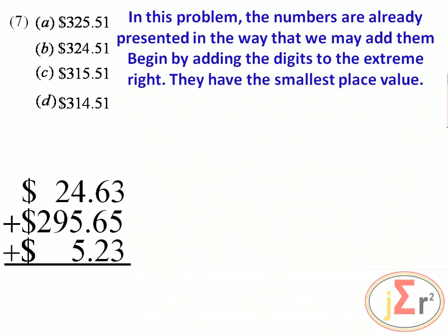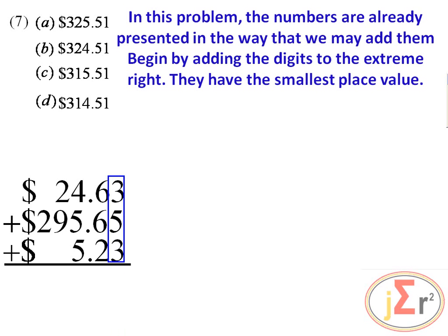So in this problem, the numbers are already presented in the way that we may add them. Begin by adding the digits to the extreme right. They have the smallest place value. And when we add those, what do we get, Jerry?